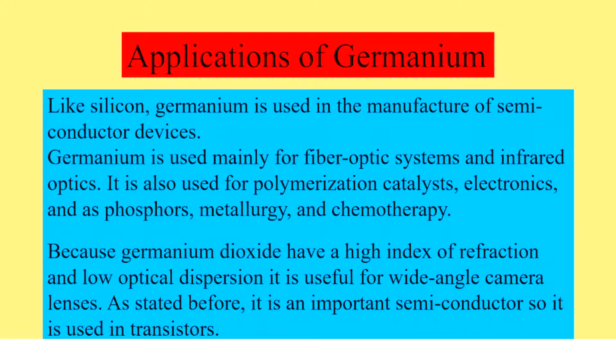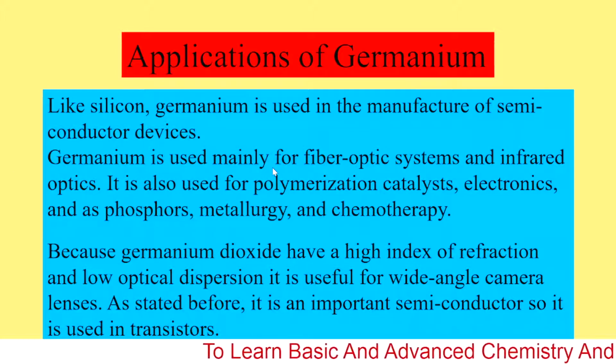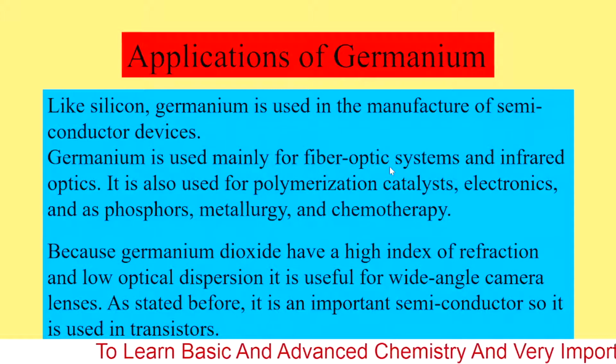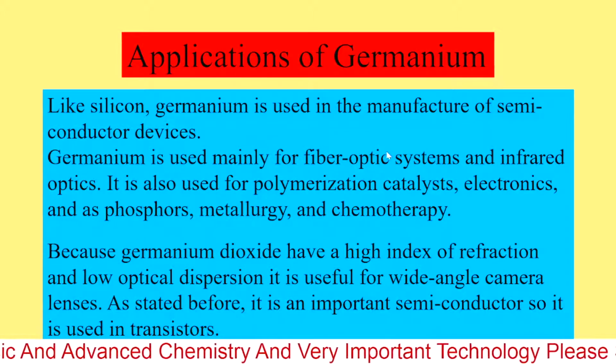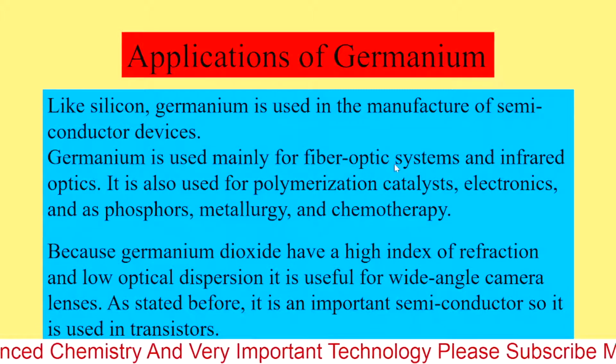Like silicon, germanium is used in the manufacture of semiconductor devices. Germanium is used mainly for fiber optics. So, fiber optics, are you familiar with fiber optics? What is a fiber optic?